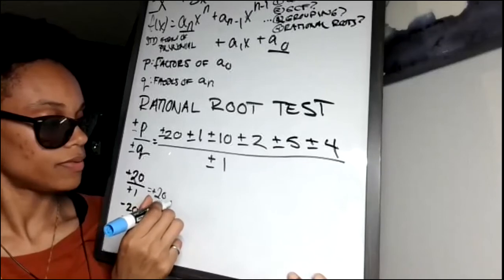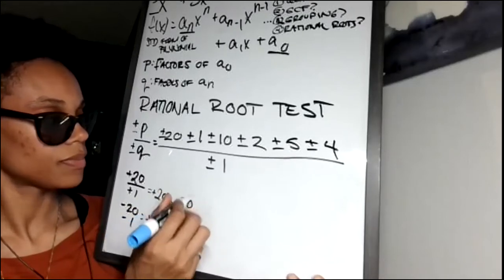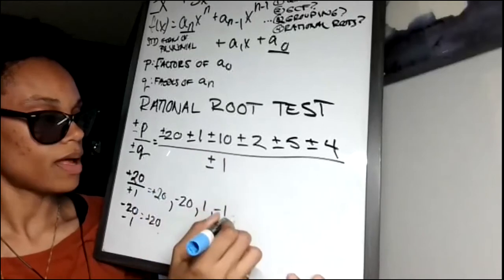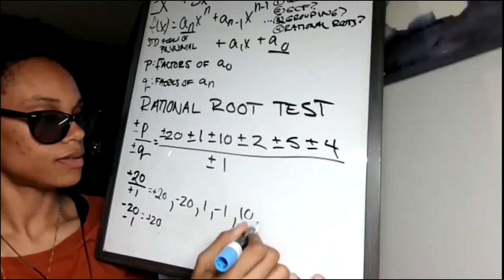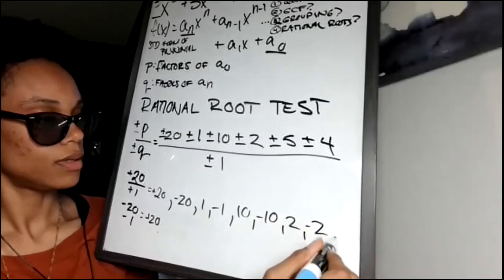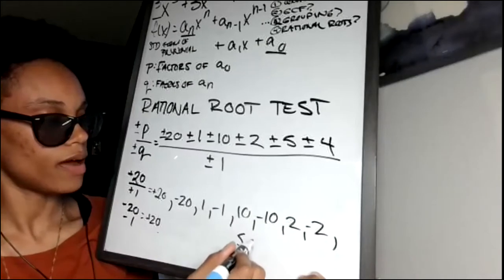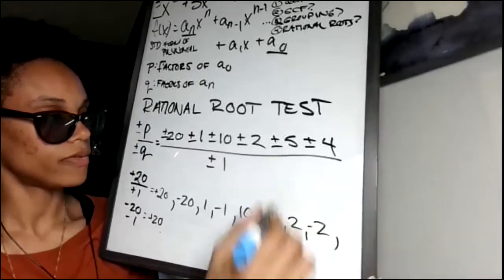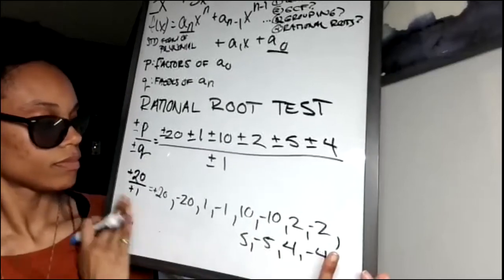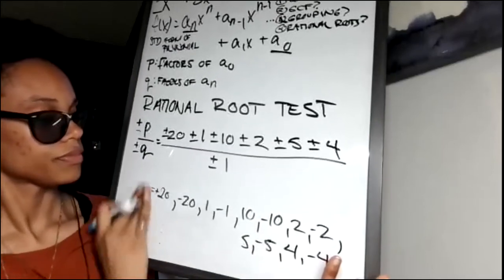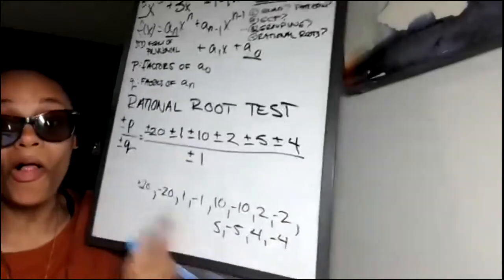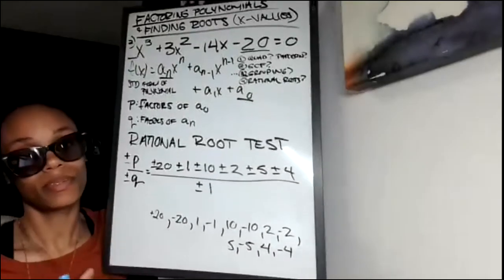So here we'll have positive 20, we'll have negative 20, we'll have positive 1, we have negative 1, so plus 10, minus 10, plus 2, minus 2, and plus 5, minus 5, plus 4, minus 4. So I just broke this out. So these are all the possible roots.